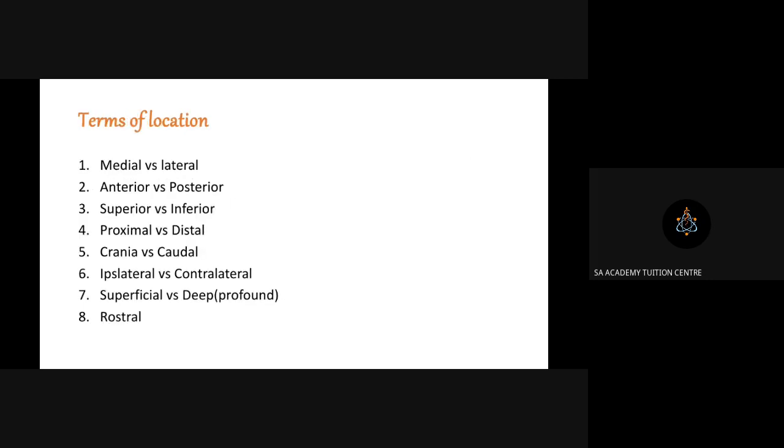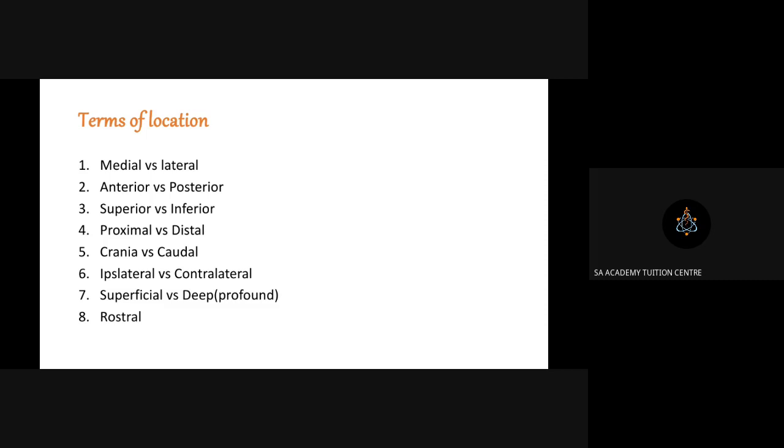So here we go again. In terms of location, if you want to pinpoint where something is, in most cases in reference to another structure, to say where this structure is exactly in relation to the other structure, these are the terms that you encounter: medial versus lateral, anterior versus posterior, superior, inferior, proximal, distal, cranial versus caudal, ipsilateral, contralateral, superficial versus deep. And then you're going to have another one which is rostral.